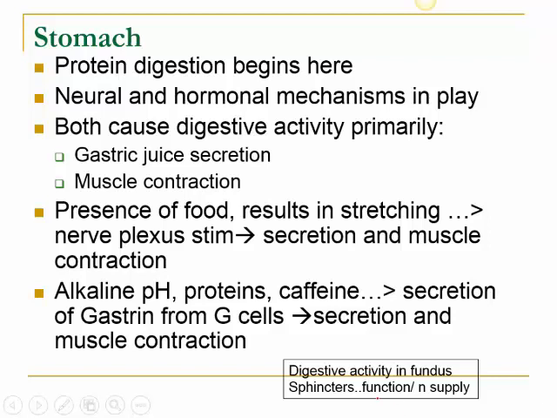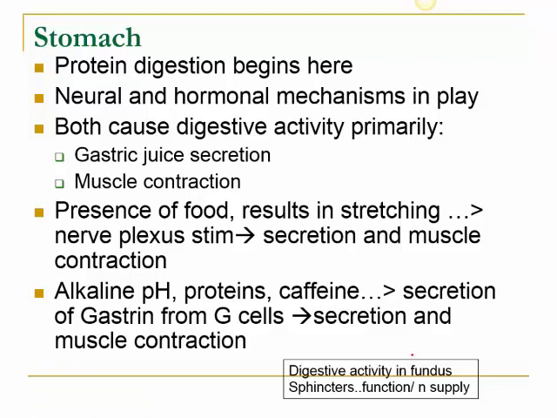Okay? Then the sphincters are closed at this point because you want this food to be thoroughly churned. You want the protein to be digested as much as possible before passing it out. So the gastroesophageal sphincter will relax and allow food to drop into the stomach, but the pyloric sphincter will remain closed as long as the food is being digested. Okay?